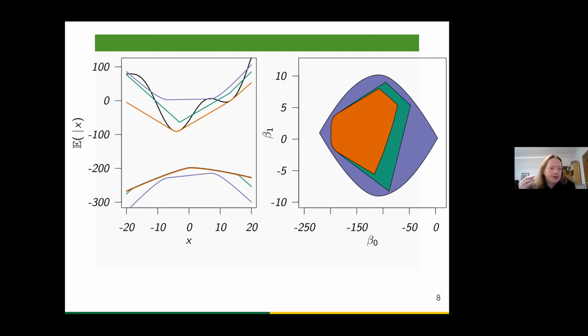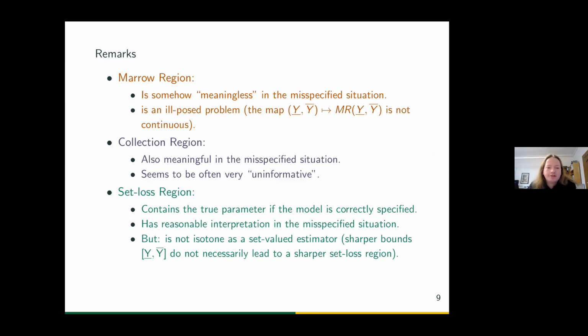Okay, this was first only the definition, and now I would like to say something about the properties of these regions. And please note that we also did not speak about estimation of these regions at all. This will come in a few seconds. So first, for the narrow region, the narrow region assumes that the true relationship is really linear, and therefore if the model is misspecified, one cannot usefully interpret this region. So it's somehow meaningless in the misspecified situation.